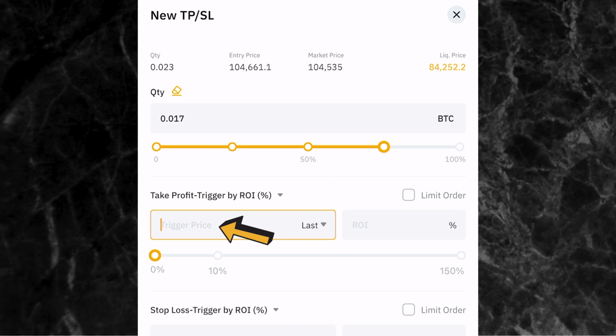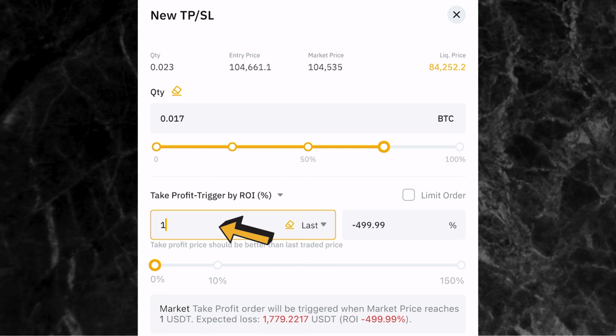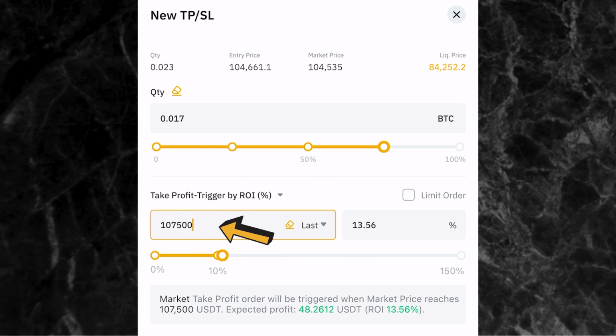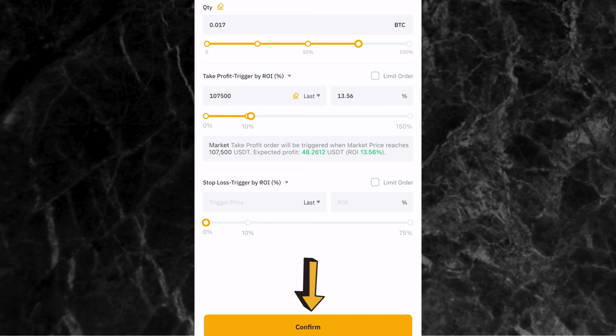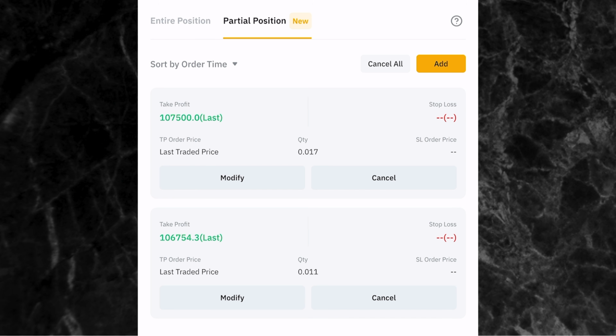So the first one was about $106,000. So for this one, I can decide to set it to, let's say, $107,500 for this second one. So that means that for this second one, that's 13% profit, and I'm making $48. I hope you get it. So once you see that $48 and you're okay with it, just click on confirm at the bottom side of the screen. Now for the third one, let's say you want to set one more, just click on add again.